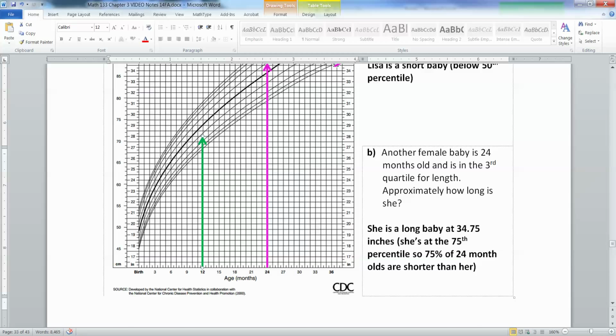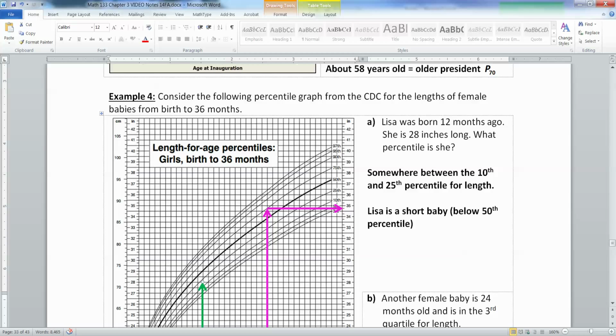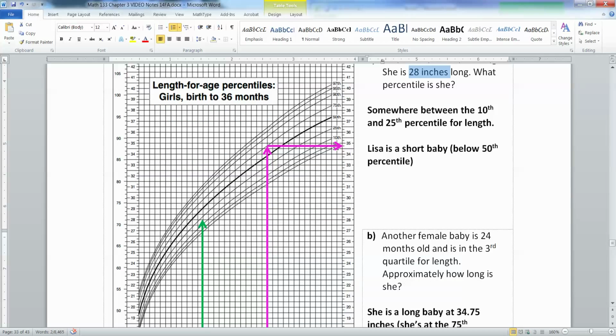She's 28 inches long. And if you look up here at the top, you can see this scale on the outside portion is centimeters. The scale on the inside right here is inches. So since it's talking about being 28 inches long, I'm going to go to 28 right there. And there we have it. So that's where she is. Now look at the curves. This curve right above her is the 25th percentile, and this curve right below her is the 10th percentile. So she's somewhere between the 10th and the 25th percentile for length.